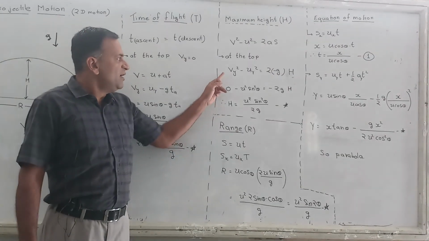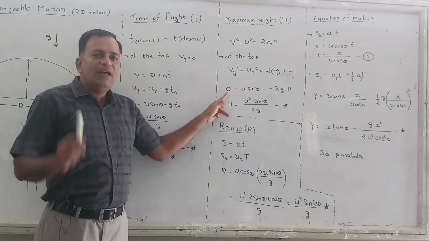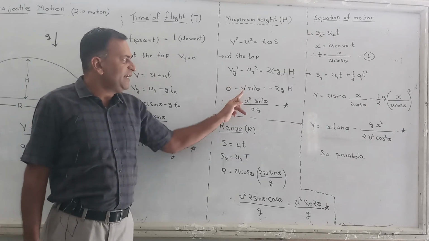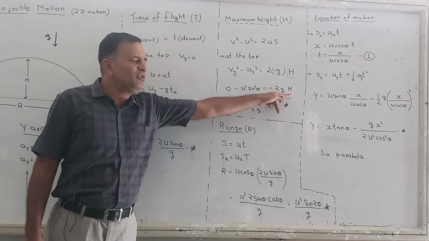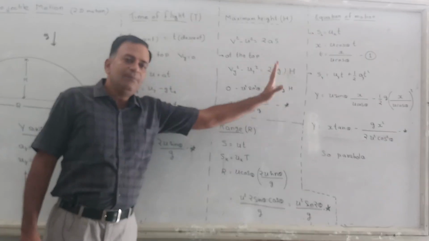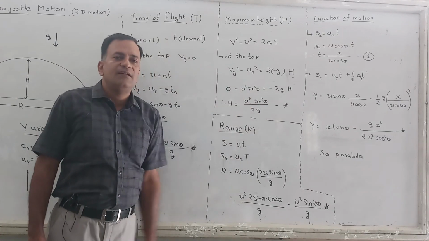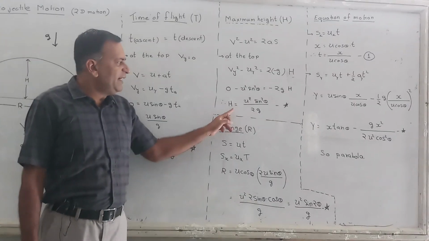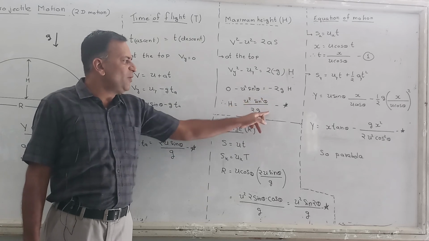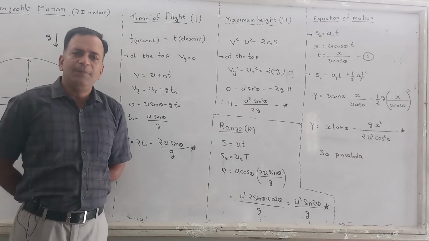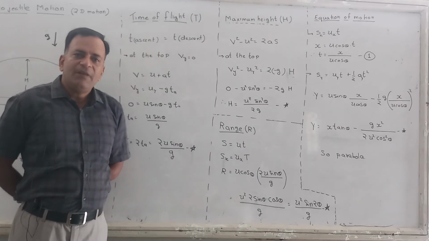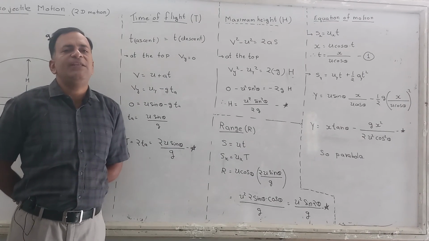Put the values. Vy equals 0 at the top, initial velocity u sine theta, so this becomes u square sine square theta is equal to 2gh, and from here simply transpose 2g to the other side. So what you get is h equals u square sine square theta upon 2g. Simple. Maximum height. And now coming to the range of projectile.